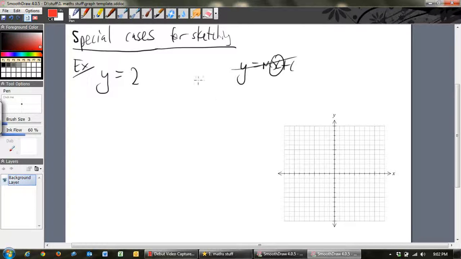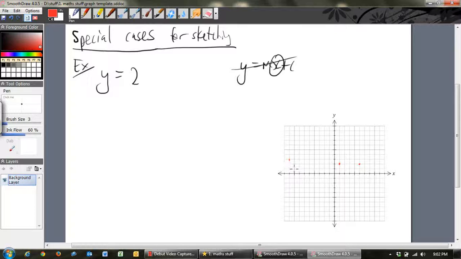Y is equal to 2. Right, let's plot the point. What happens when x is equal to 1? When x is equal to 1, y is equal to 2. Okay, this is what this is telling us. How about when x is equal to 5? When x is equal to 5, y is equal to 2. So it actually doesn't matter what x is equal to, y is always equal to 2. What about when x is equal to negative 10? When x is equal to negative 10, y is still equal to 2.